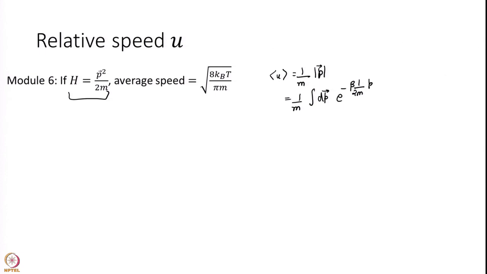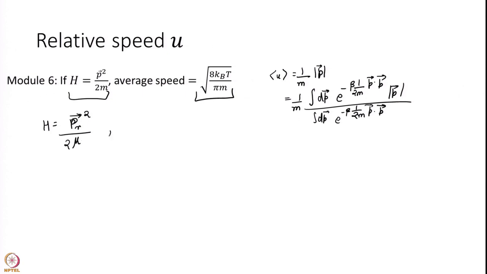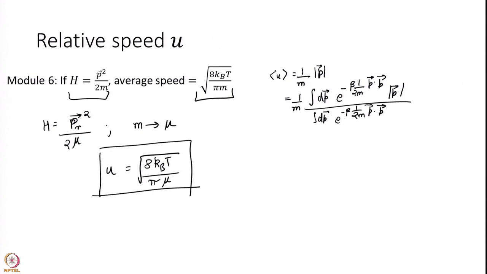beta 1 over 2m p dot p into absolute value of p divided by the partition function. This is how exactly we calculated this. If you do not remember, go back a couple of modules, this is module 6, and in that we had shown that this is how you calculate average speed exactly. And we showed that this average speed comes out to be root 8kT over pi m. I am not going to rederive it, you can just look back into your module 6. The only difference in our current Hamiltonian is that it looks like pR square divided by 2 mu. So the only thing is my m gets replaced with mu. So your u in short becomes root 8kT over pi mu. That is your average thermal speed, where mu again is called the relative mass.